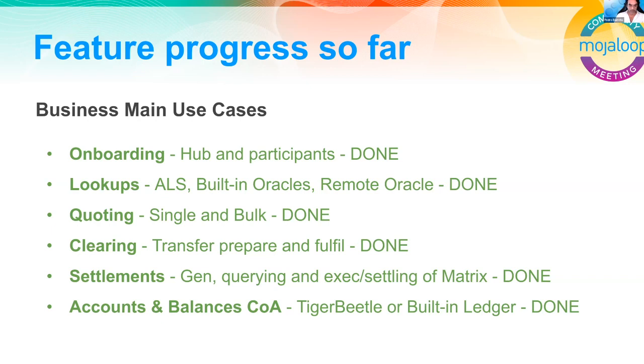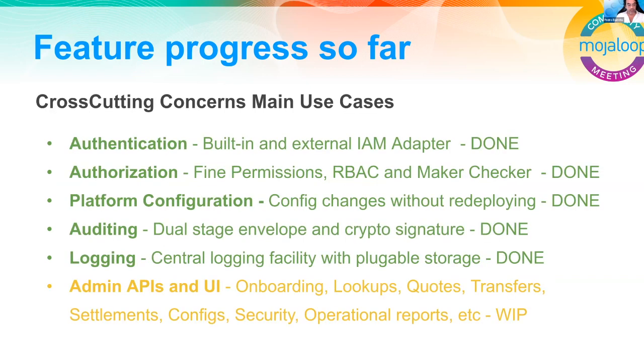So that's complete. In terms of cross-cutting concerns, just for those who are not familiar with the term, these are the features that are not necessarily the most important things that the Mojaloop switch does, but they are certainly supporting features that are required for the important things like clearing and lookup and settlement to happen. So authentication, this is still the same case. It was done before. This was a fundamental part of our platform.